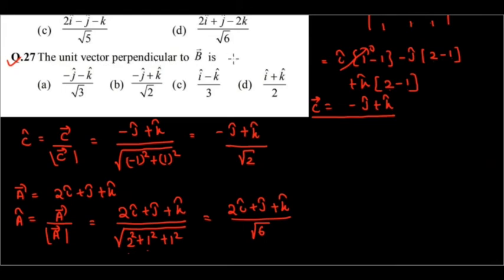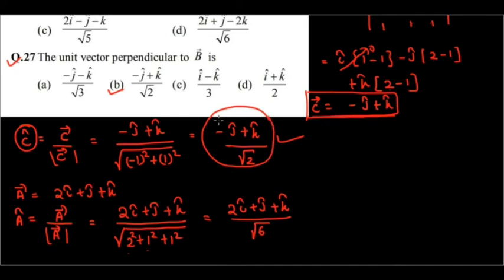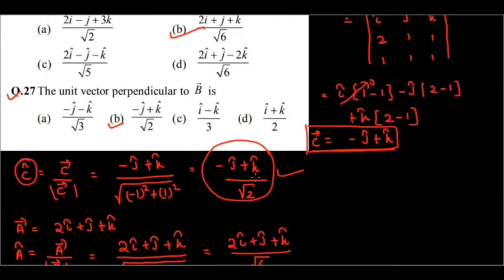So students, remember that I had told you that this vector C equals A cross B, and this vector C is perpendicular to both A and B. It means if we find a C cap, this C cap is perpendicular to A vector as well as to B vector. So C cap was found to be (minus j cap plus k cap) by root 2. It means option B is the correct one. This unit vector is perpendicular to A vector as well as to B vector. So students, in this way you can solve these questions, and now we'll proceed to the next one.